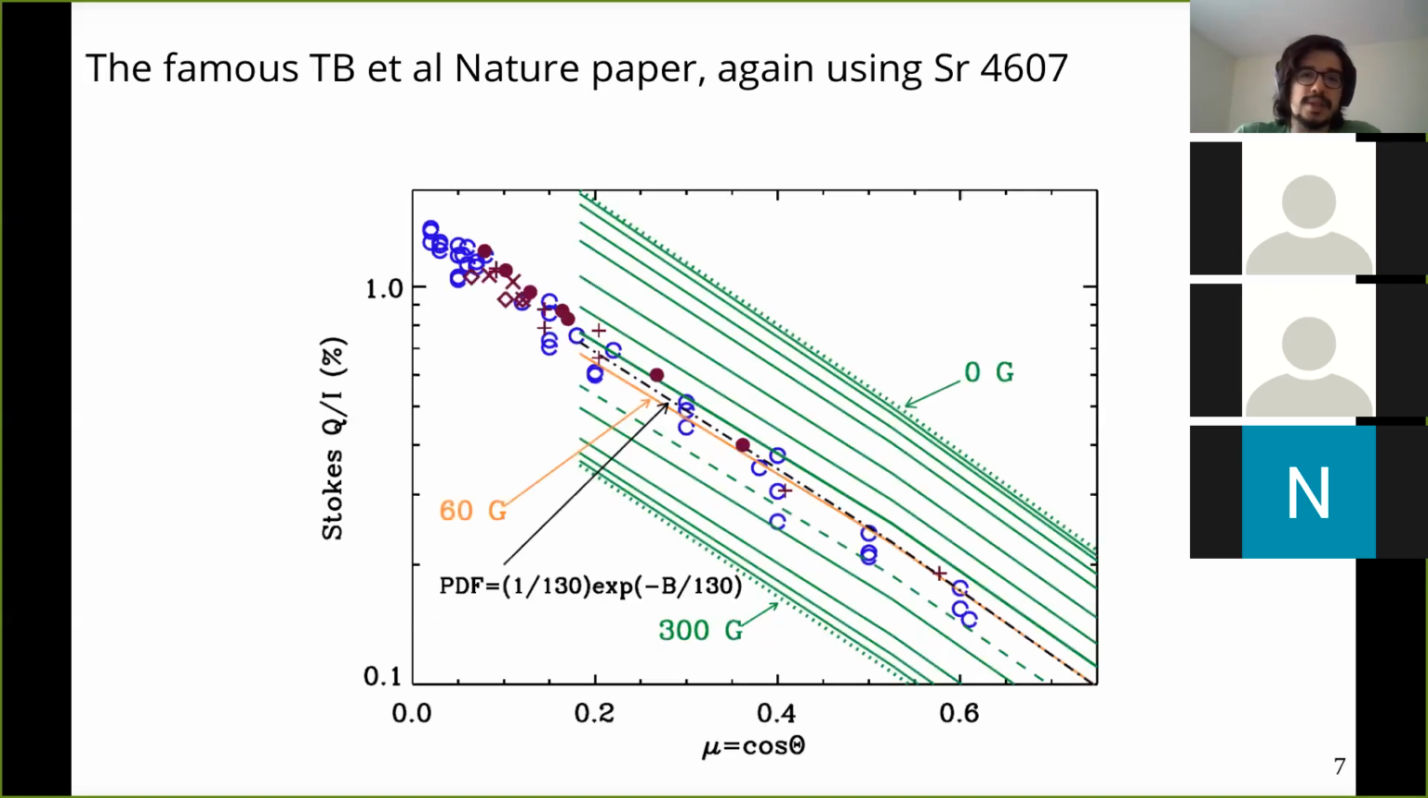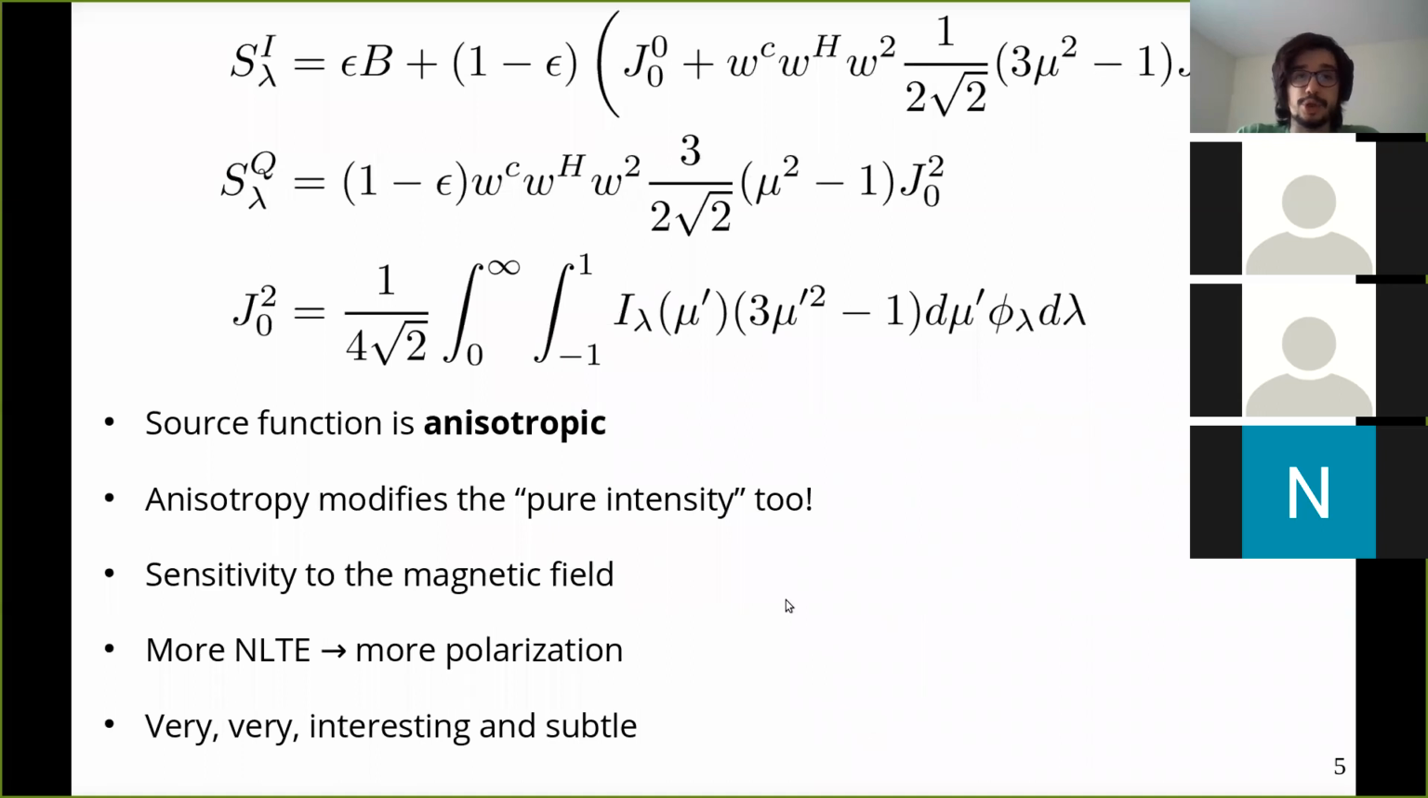And this is exactly what was done in this well-known Trujillo Bueno et al. Nature paper from 2004, where they looked at observed scattering polarization at the core of strontium 4607. We're going to mention this line again in a little bit. And what they analyzed were the linear polarization signals and how they are changing along the limb, right? And actually this decreasing dependence on mu is more or less proportional to this thing here.